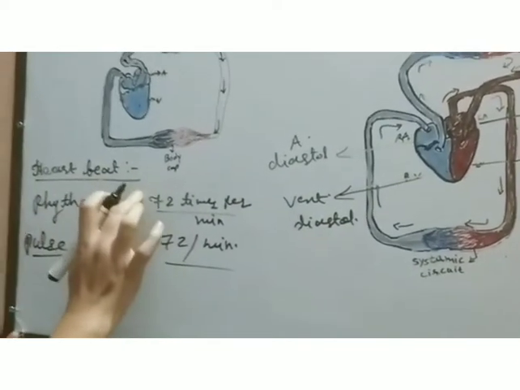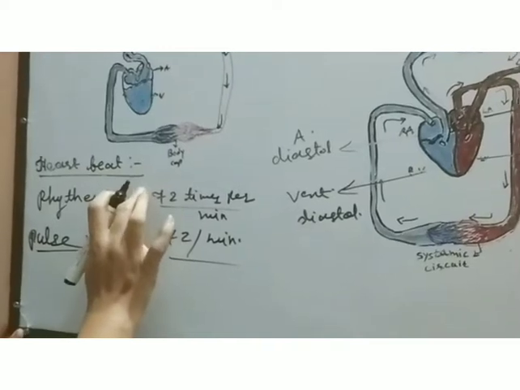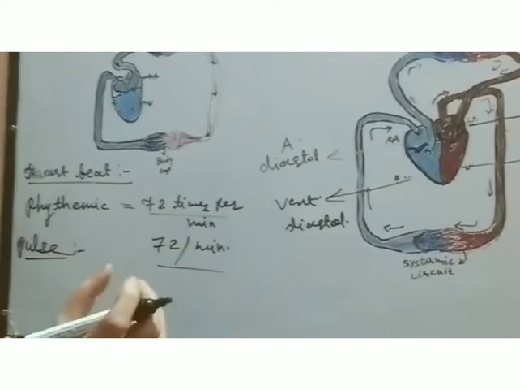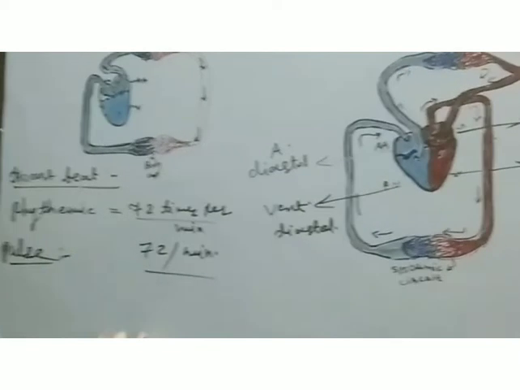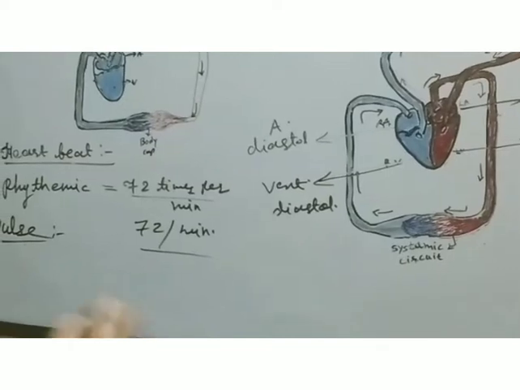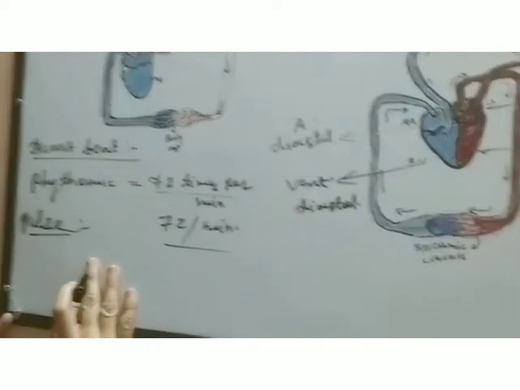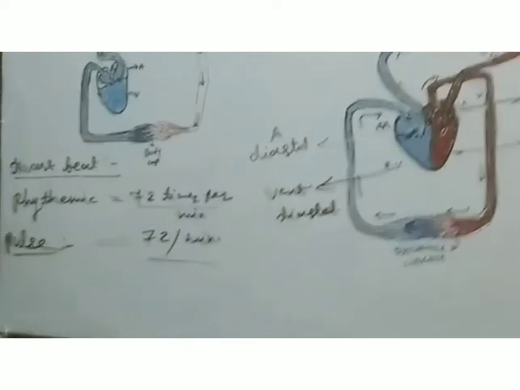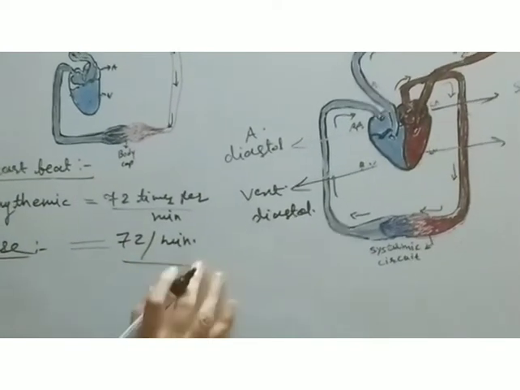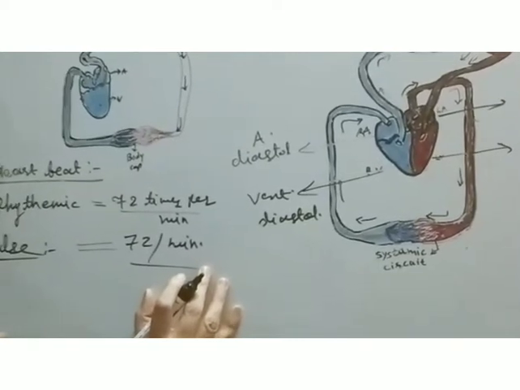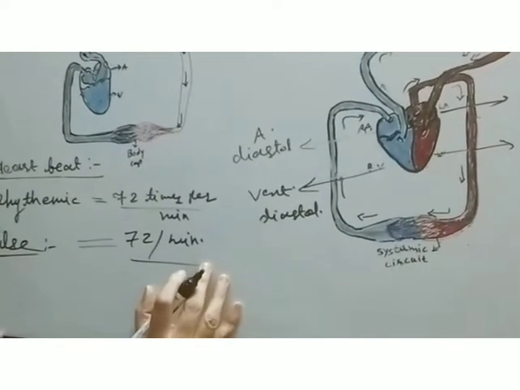When the heart beats, when the heart moves rhythmically, its movement, its jerk, can be felt in the arteries, and this is called the pulse. So this is also the same. In normal condition, the adult heartbeat is 72 times per minute. It may increase during any disease condition or during exercise.